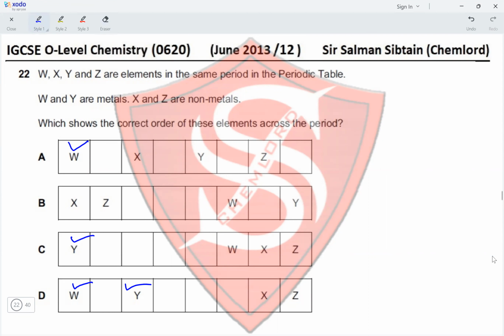And X and Z should be present on the right. So in A, we've got Z. In B, we've got none. In C, we've got both X and Z, but W is incorrectly placed here. And in D, we've got X and Z present on the right side of the periodic table. So the only option with all the letters placed in the correct locations in the period is option D, making D the correct option for this question.